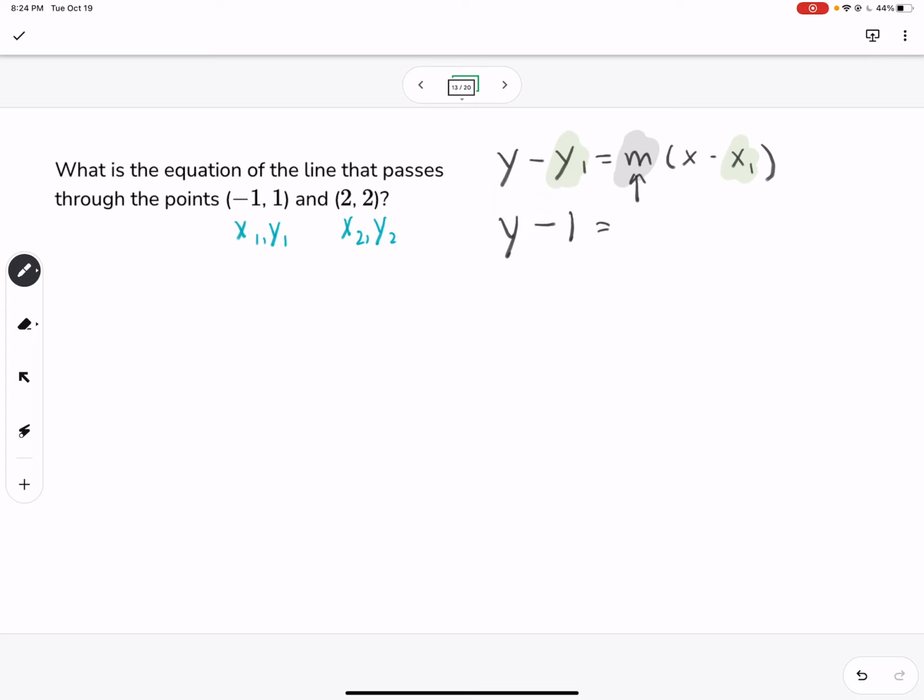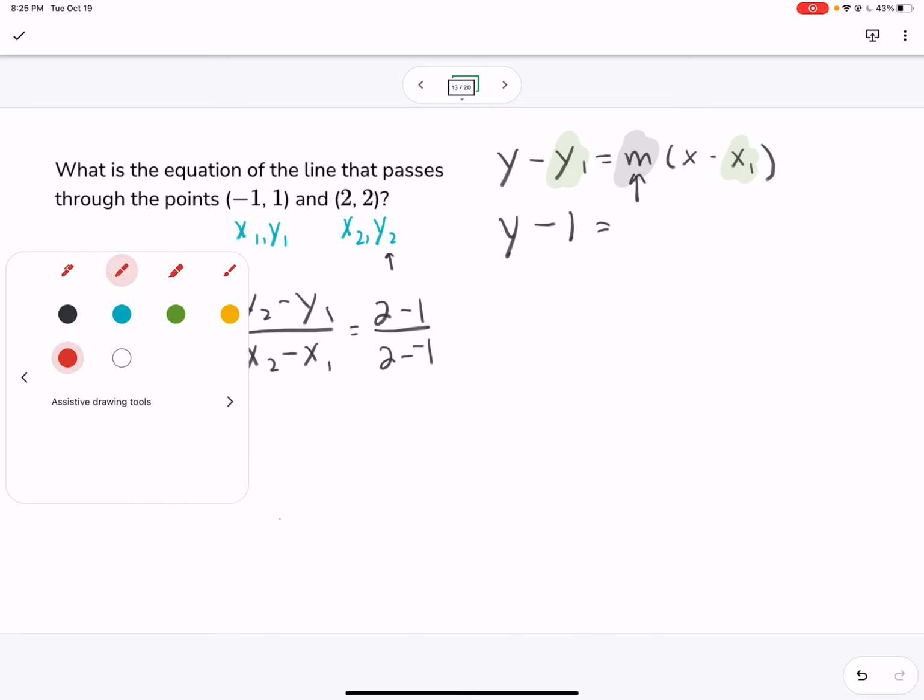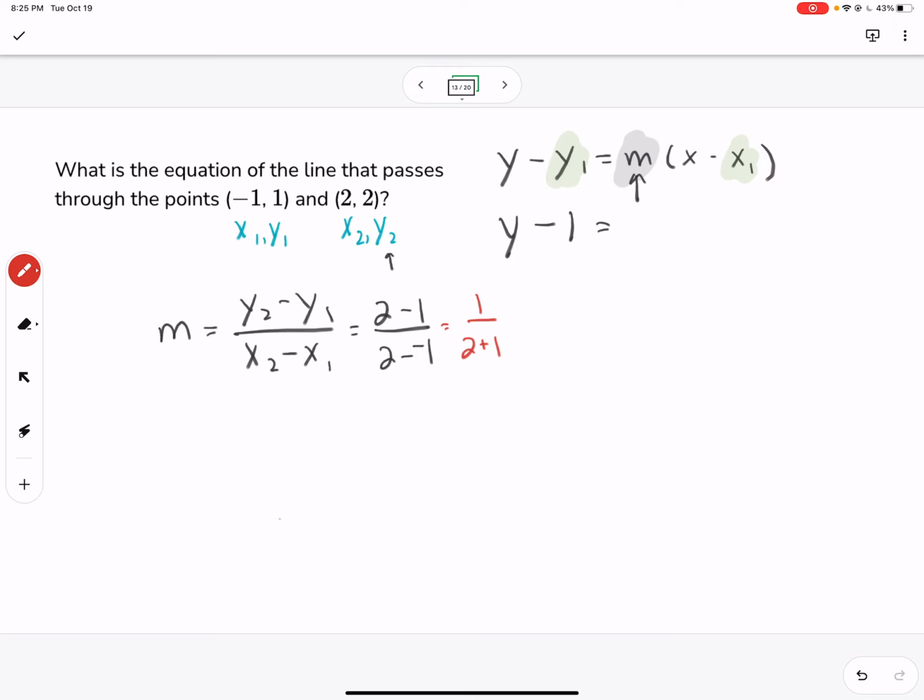Well, how do I find m? If you give me 2 points, I can find my slope all day long. There's our slope equation. We've used that before. I already have my points labeled, so I know to start with that 2 right there, and I go 2 minus 1. And x2 is 2 minus a negative 1. Watch out for the double negative there, right? So this is 2 minus 1, 1, and this becomes 2 plus 1. So our slope is 1/3.